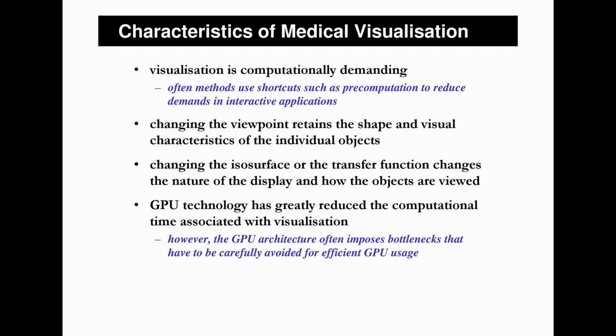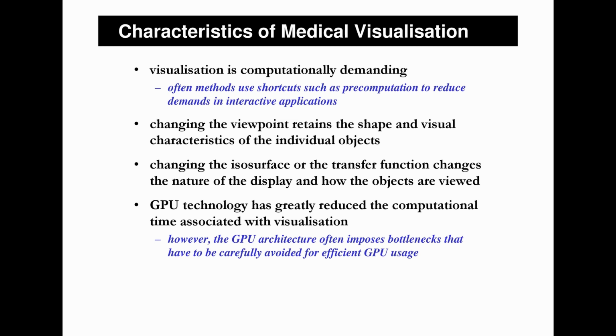Zooming around in 3D and looking at it from different perspectives is straightforward because the underlying structures are exactly the same, not changing anything. So that's a fairly straightforward thing to do. But if you're changing the isosurface value or the transfer function, then you're actually fundamentally changing what you're trying to display. So the underlying model is changing, and that's then more computationally demanding. And that's when people try and perform some tricks in order to speed things up.